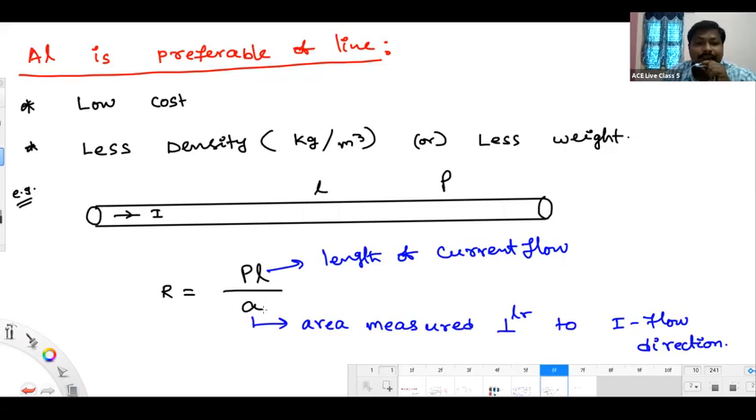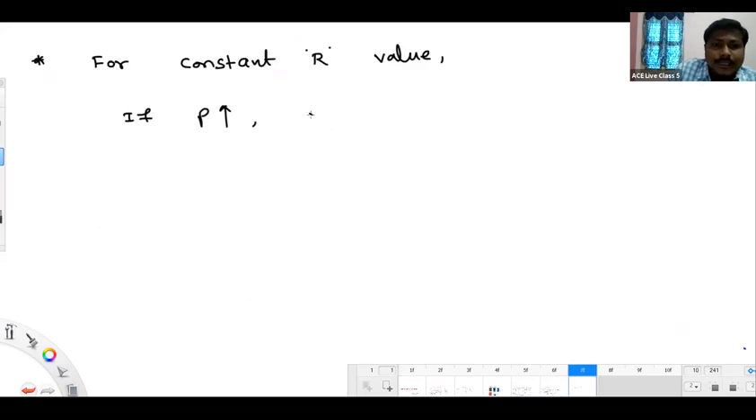Should increase. Very simple thing. See, if resistivity is increasing, area of cross section should increase. Then only this ratio will be constant, right? Because we want to make the resistance constant. So if rho is increasing, area of cross section should also increase. Then only this ratio is going to be maintained as constant.